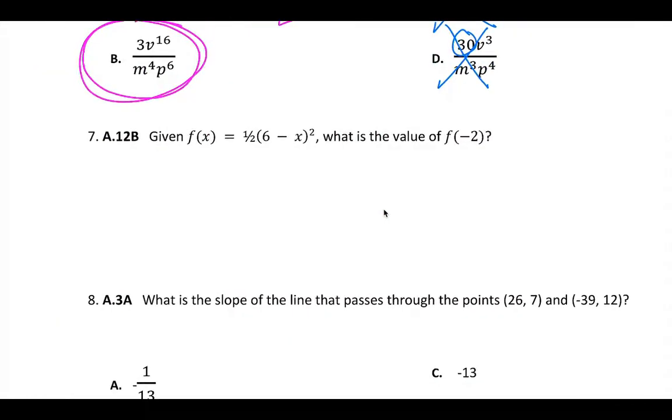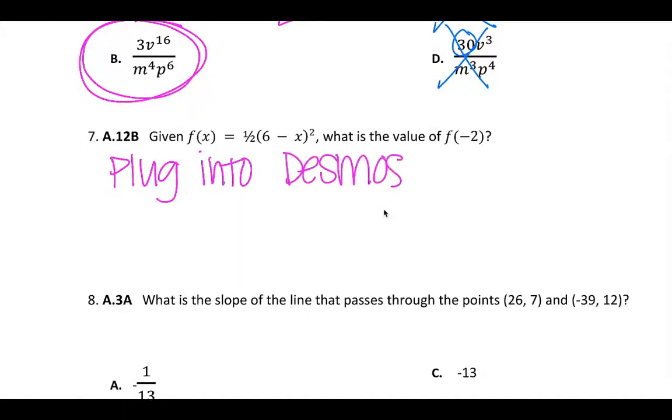Okay, this one, plug into Desmos, and you're going to plug in exactly what you see. So in your first line, you're going to plug in this, and second line, you're going to plug in this. So I'm going to write L1 for line 1 and L2 for line 2. You plug exactly what you see.